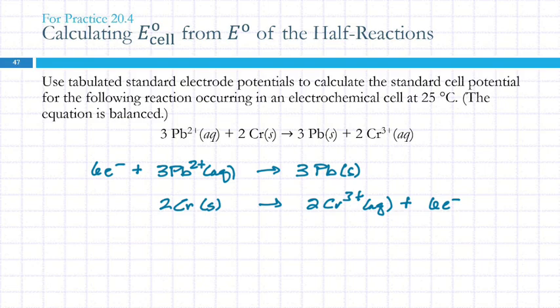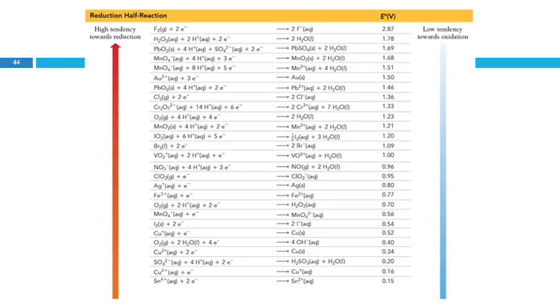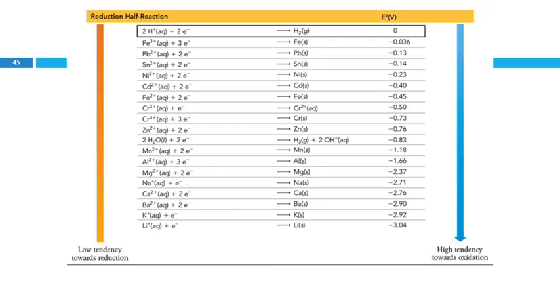Yes, that's a great observation. Couldn't you just see that this one's going from a solid to aqueous and say, well, that one's going to be the oxidation? It is, but you're not always going to have a solid. Sometimes you do, sometimes you don't. But that's a great observation. So what was the number again? Negative 0.13.